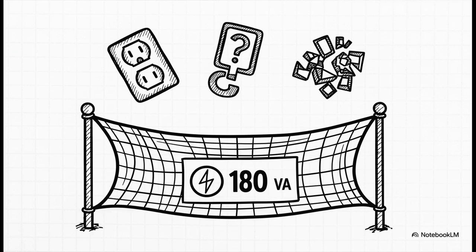And finally, what if you run into something totally weird that's not on our list? Well, the code has a catch-all for that. Subsection K basically says if you come across some other kind of outlet that isn't covered by any of the other rules, you just calculate it at 180 VA. It's the default value, a safety net to make sure nothing gets missed.